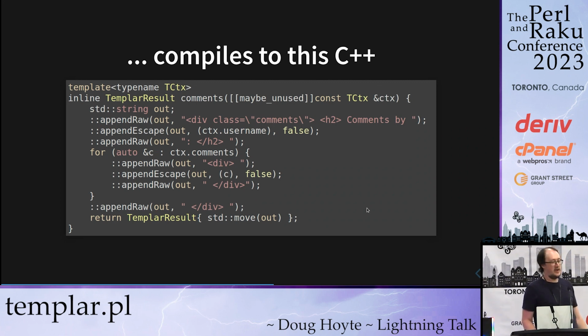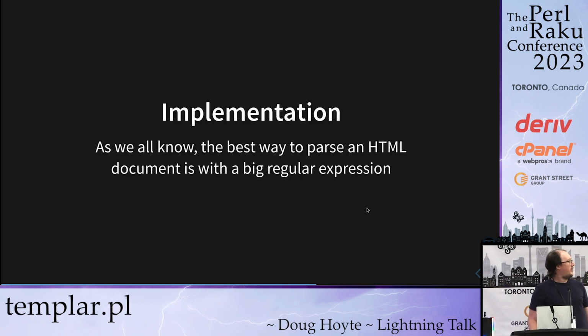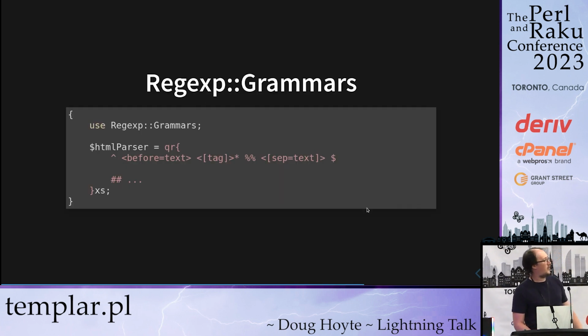So it's quite useful. And the implementation, well, as we all know, obviously you want to use a regular expression to parse the HTML template. So what I did was use Regexp::Grammars, which is a pretty sweet library from Damian Conway, and I love it. I use it for all kinds of stuff. This is a very abbreviated version of what the actual thing does. But it just says some text before, and then zero or more tags separated by some text. That's what an HTML document is, more or less.